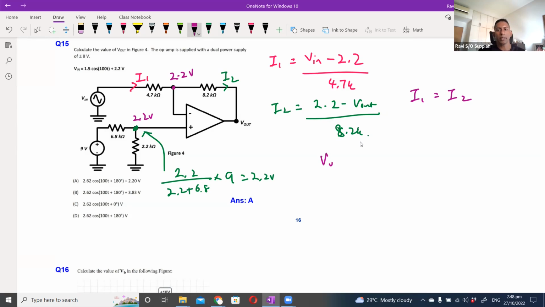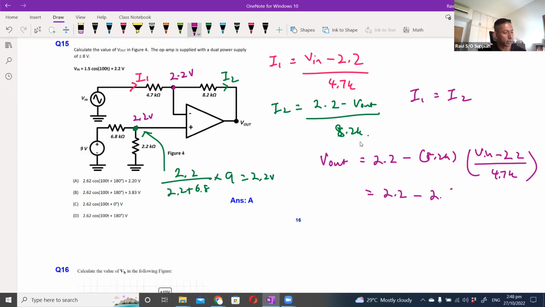Eventually what you'll get is V out equals 2.2 minus 8.2K multiplied by V in minus 2.2 over 4.7K, which gives me 2.2 minus 2.62 cosine 100t. Now if you look at this answer, it doesn't match any of the options here. So that is where you need to go back and see how the waveform can be manipulated.